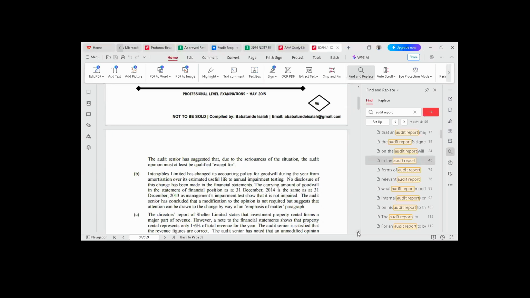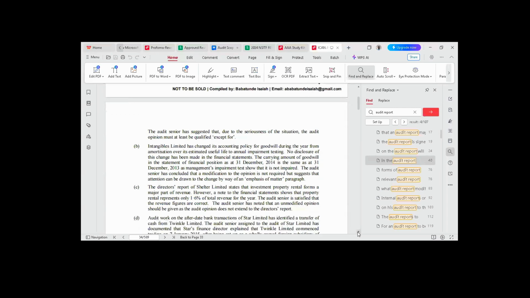The current amount of goodwill in the statement of financial position as at 31st December 2014 is the same as the previous year, as management's impairment test shows that it is not impaired. The audit senior has concluded that a modification of the opinion is not required, but suggests that attention be drawn to the changes by way of emphasis of matter paragraph. We have looked at that also.